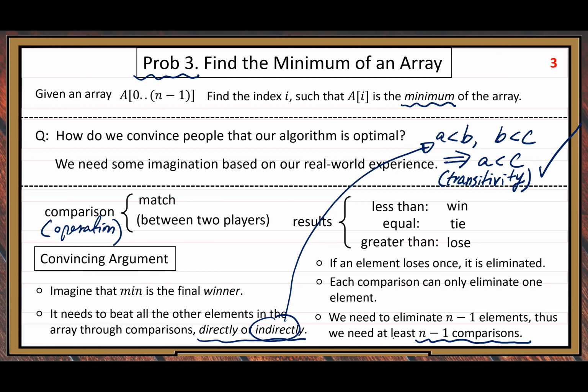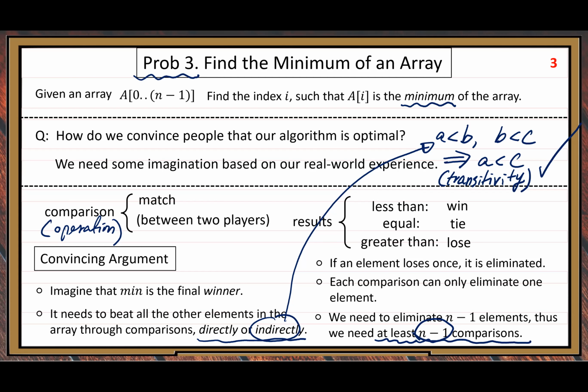At least, look at this, at least. Why do I say at least? Because you can only do worse than this one. You cannot do better than this number. You can only do worse than this n-1 number. It's possible people do worse in their algorithms.